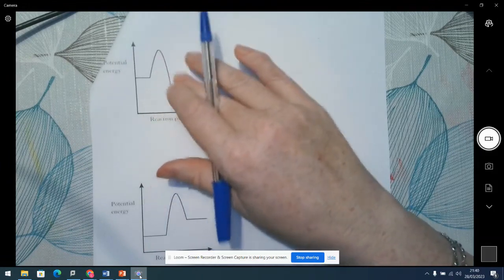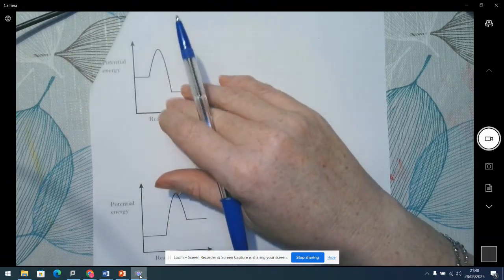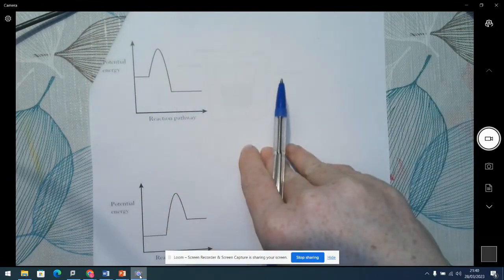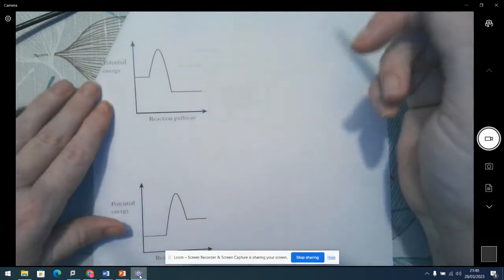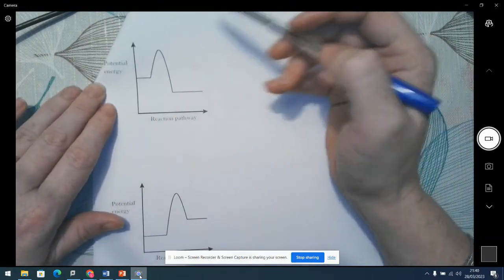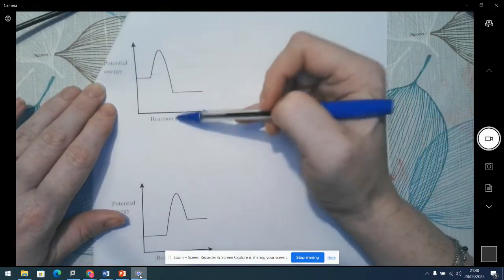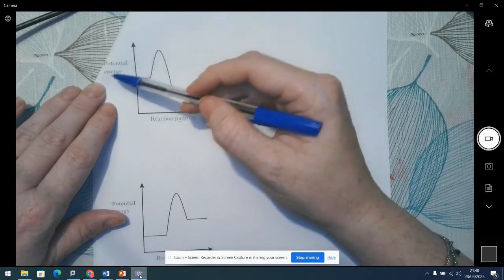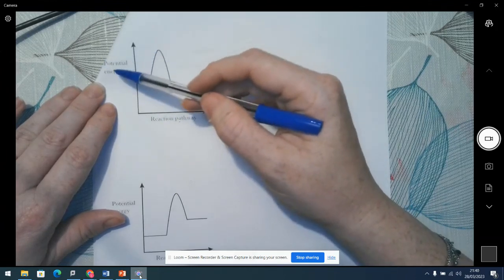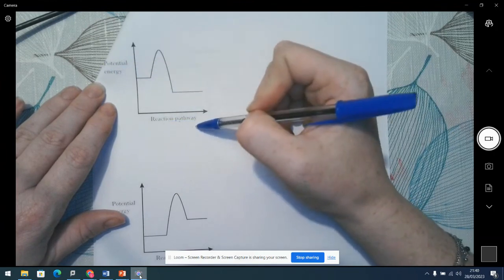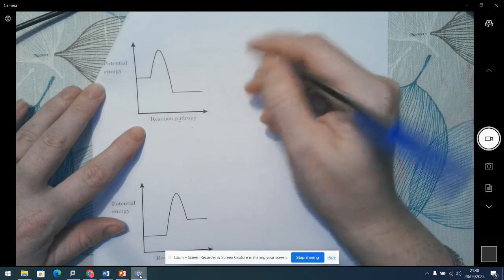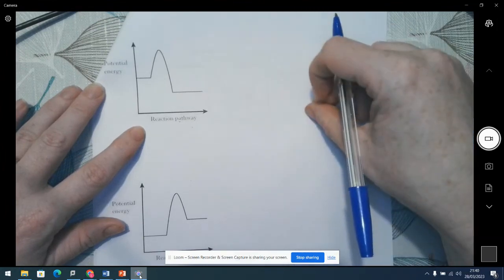What are the key labels we need to be able to identify? I'm going to do that on the top one, and then I want you to see if you can do that on the bottom one before we then go through it. So the first thing I want to draw your attention to are the labels, and I have seen exam questions where you have to remember these labels. So know that this is the potential energy and this is the reaction pathway. When we're talking about reaction pathways, we're talking about reactants and products.